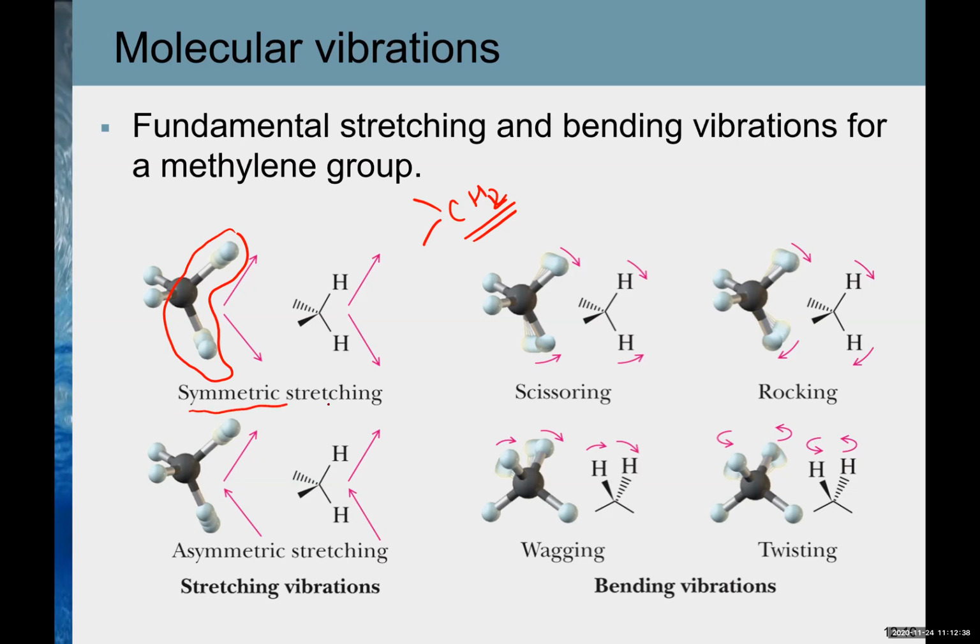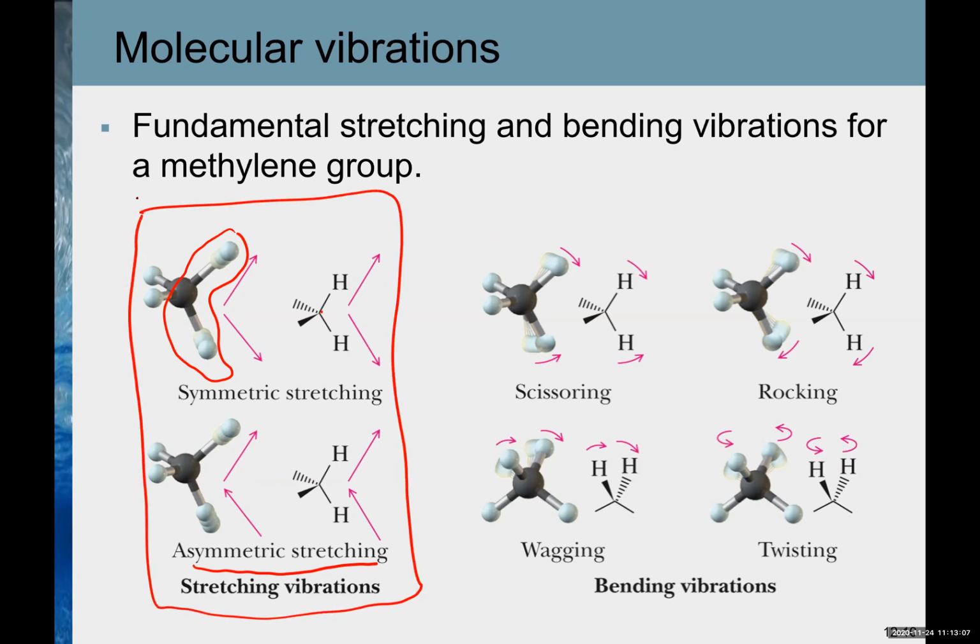So first one is called symmetric stretching, means this bond is going this way, the other bond is also getting stretched this way. Second is asymmetric stretching. So one is getting pulled, the other one is getting squished. In symmetric, both are either getting pulled or both are getting squished. So these two are stretching vibrations. Then it shows bending vibrations. In bending vibrations, bonds do not stretch, they just bend. So the bond angle changes.